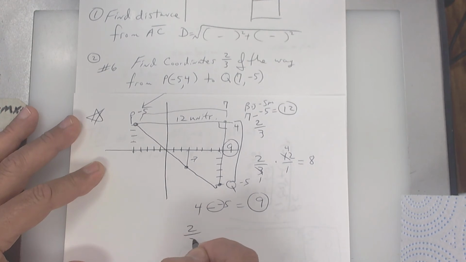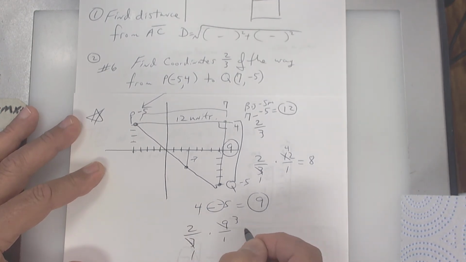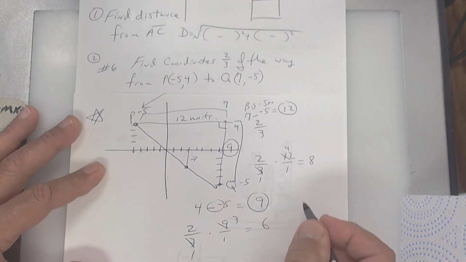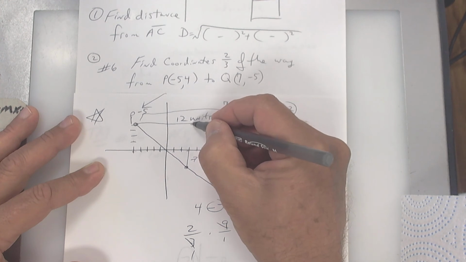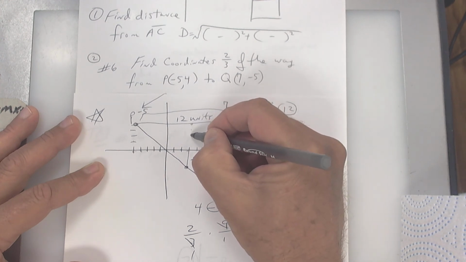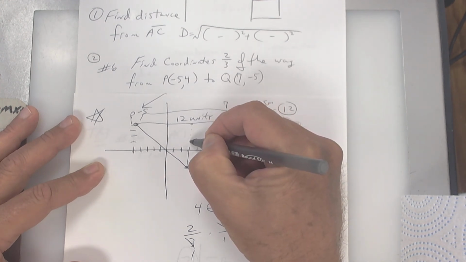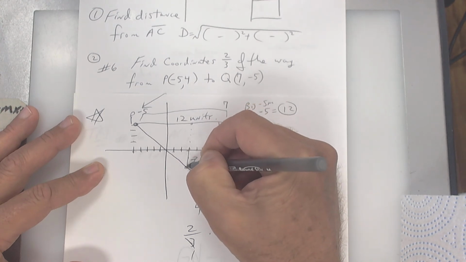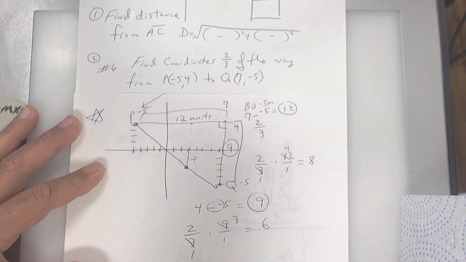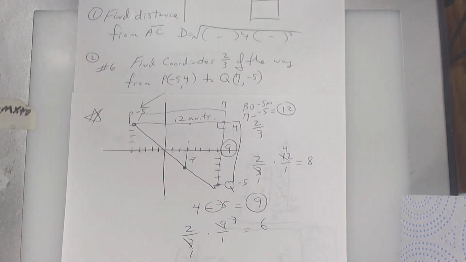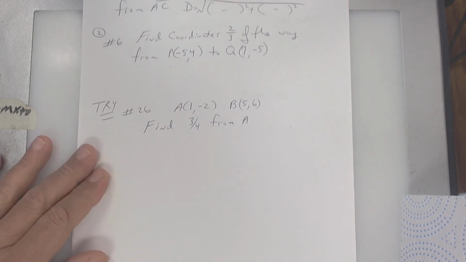So you take 2/3 times 9 over 1, you reduce, and you get 6. 2 times 3 is 6. So from this, you're going to go down 6 from here. So it's 1, 2, 3, 4, 5, 6. So there it is right there. And this one looks like it's down 2 from the x-axis. But that's how you do this problem. Okay? And then try this one.